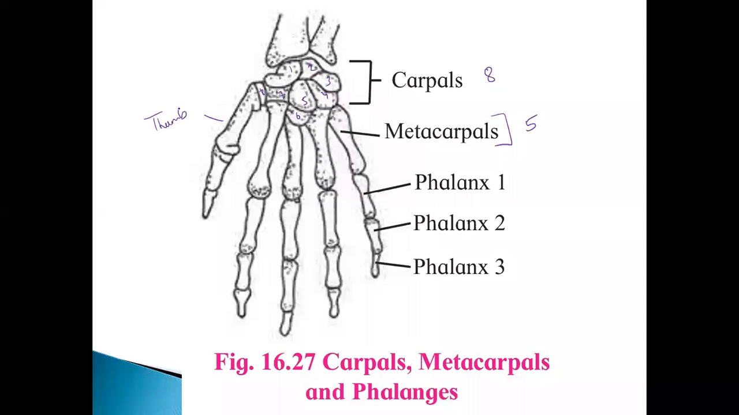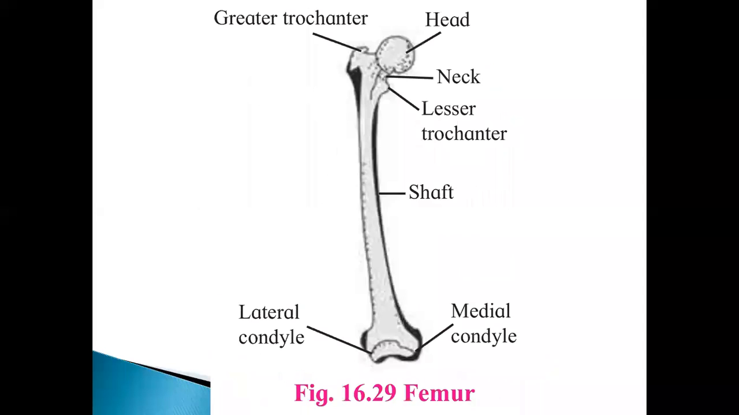When I look at the thumb, I can see that there are only 2 phalanges present. So the thumb is going to have 2 phalanges. All the rest of the fingers will have 3 phalanges. That's why when you bend your thumb, you can bend at only 2 places, but when you bend your fingers, you can bend at 3 places. So remember, this is all you should know about carpals, metacarpals and phalanges.